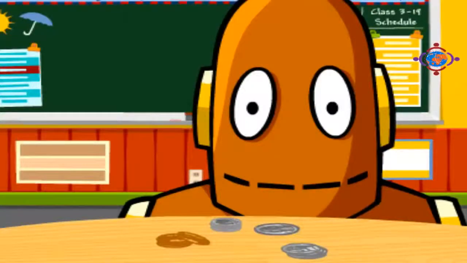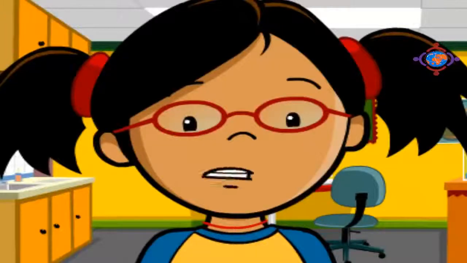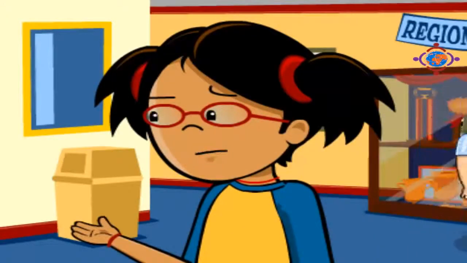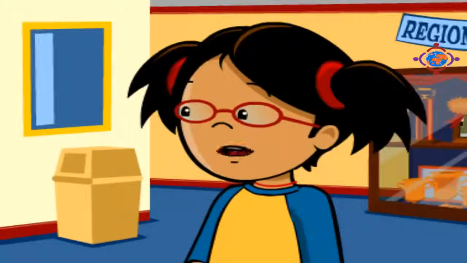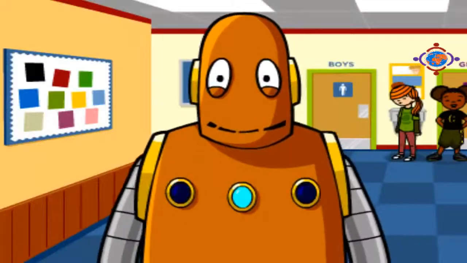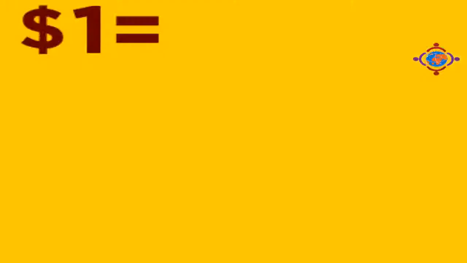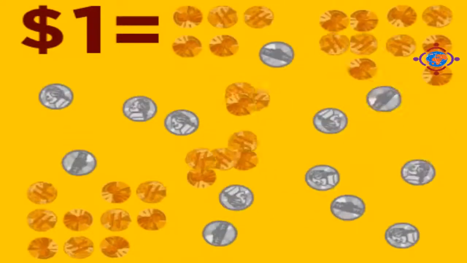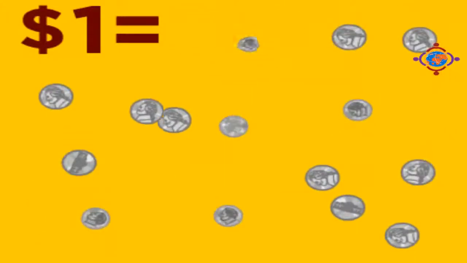But not all money is coins. What are bills? A slice of this delicious cake costs $1. That's a lot of money. Are you sure you really want it? But $1 is worth 100 pennies, or worth 20 nickels, or 10 dimes.